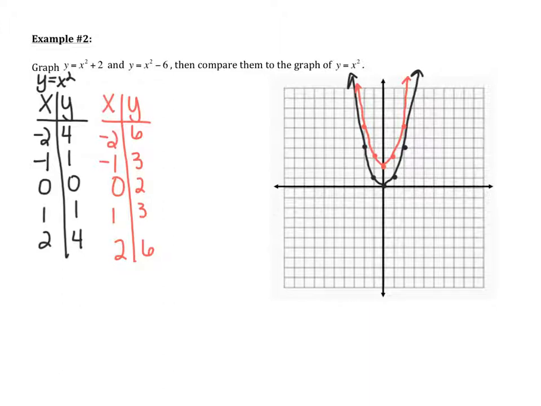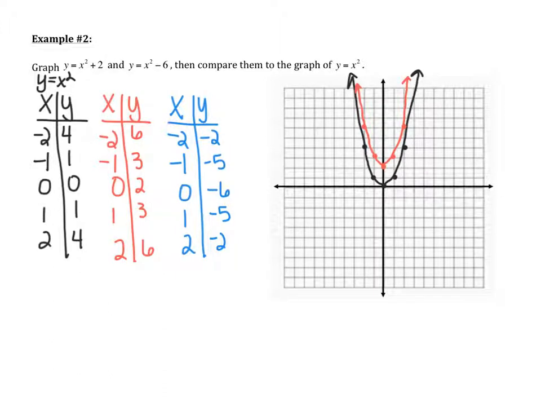Let's move on to y equals x squared minus 6. We'll do that in blue. Let's set up that t-chart. So once again, I went from -2 to +2. And just like we did for the y equals x squared plus 2, we're going to take our parent function, those values that we got, and this time we're going to take each of the y values and subtract 6 from them. So I would get -2, -5, -6, -5, -2. Again, I just took 4 minus 6 and got -2. 1 minus 6 got -5, so on and so forth.